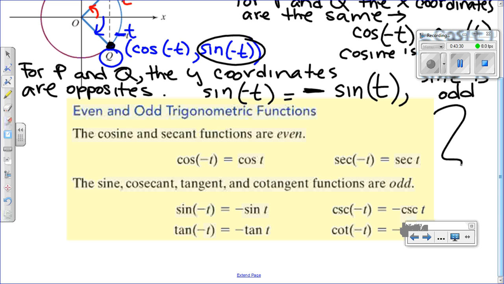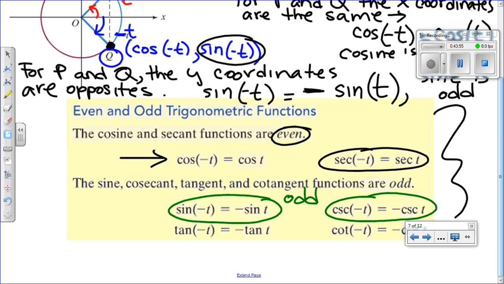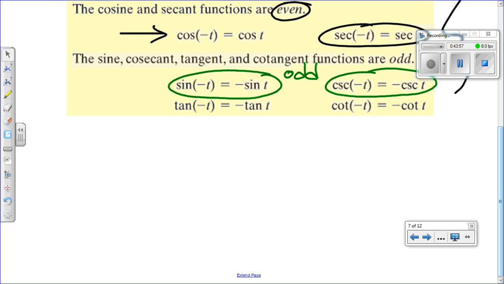All that stuff is written here. Okay? So, we have cosine is even. So, the reciprocal of cosine is also even. And then sine, we already proved that sine is odd. So then the reciprocal for sine is also odd. Now I'm going to show you just quickly why tangent is also odd.